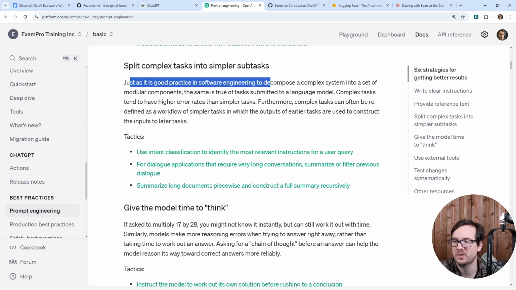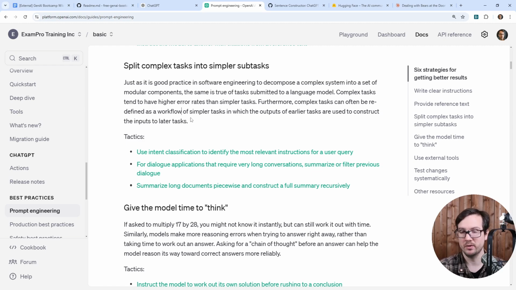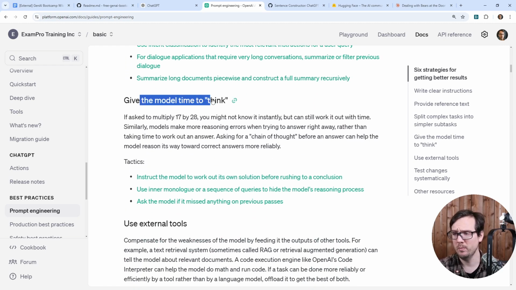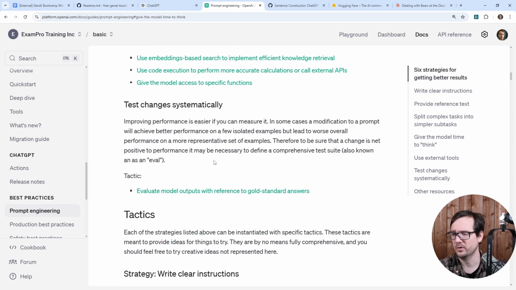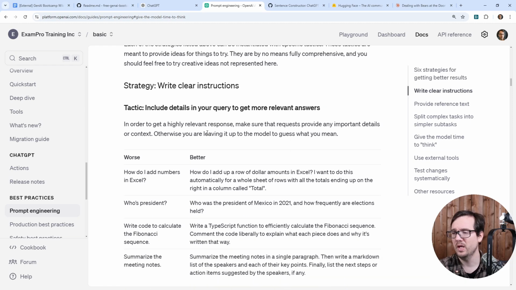Split complex tasks into smaller subtasks. As a good practice, decompose a complex system. Use intent classification to identify the task. Through state management, we can kind of tell it to do that. Give the model time to think. That's another one. Use external tools. So there's nothing in here in particular that's on us.